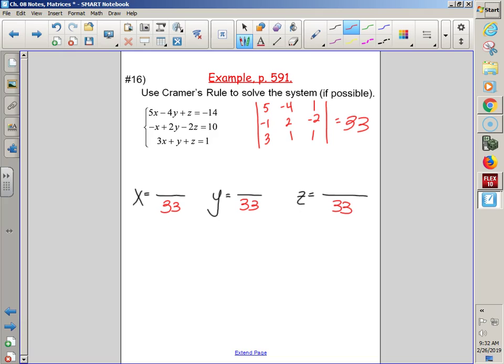Okay, how would I do my numerators, though? What matrix would I use for x? Negative 14, but yeah. Because all the x coefficients come out. The solutions go in, and then I have to rewrite the rest of the coefficients, right? And then 1, negative 2, 1. Okay, how about for y's? What matrix would I use?